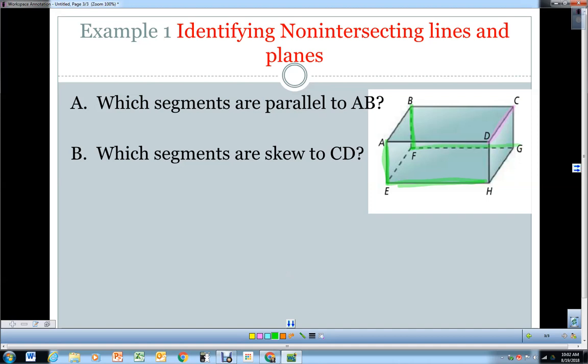EF would be parallel to it because we could draw that diagonal plane. And so AB would be parallel to it. So as we write these down here, we're going to write down all of them: AE, BF, FG, and EH. So those are all of our lines that are segments that are skew to CD.